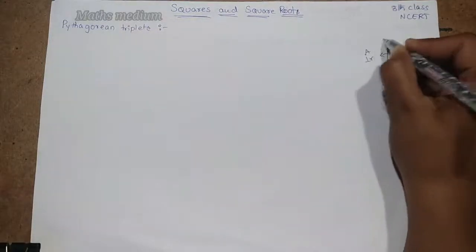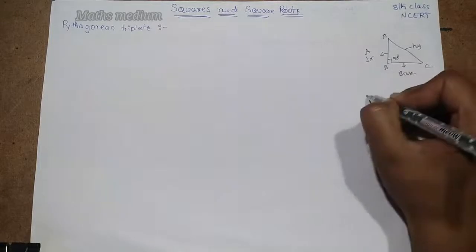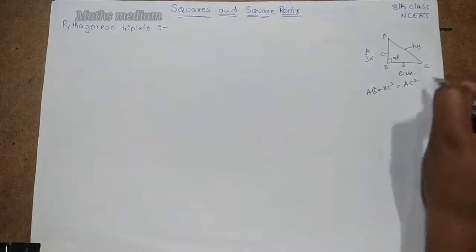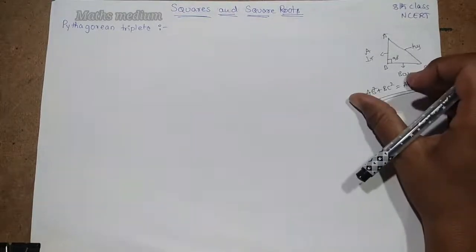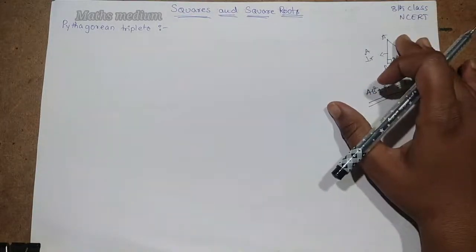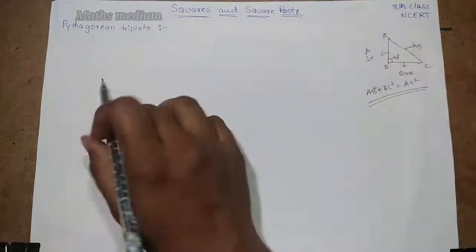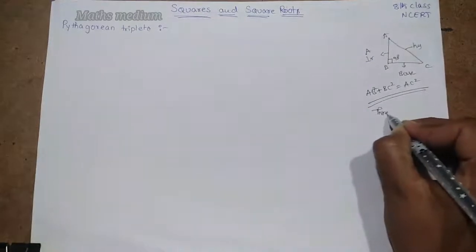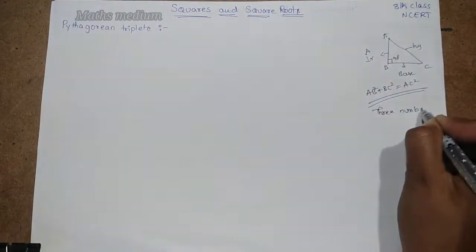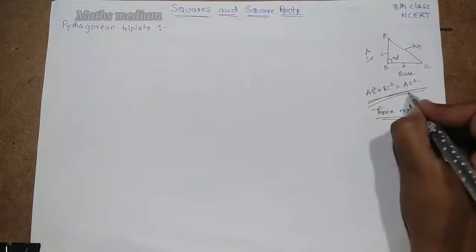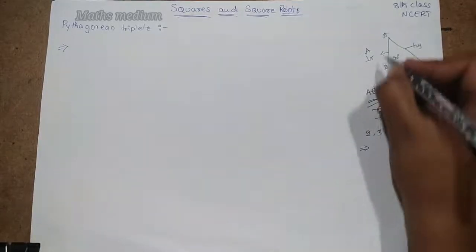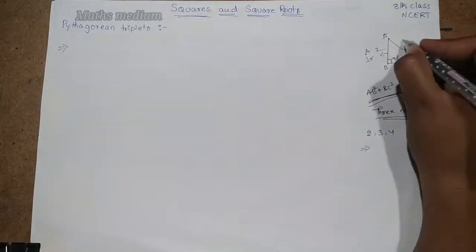In triangle ABC, the sum of AB square plus BC square is equal to AC square. This is the theorem. We learn the proof from the Pythagorean theorem, right? Based on this, we have Pythagorean triplets. It means 3 numbers, and those numbers satisfy this condition. It means if you take 2, 3, 4, apply this. Let this be 2, this be 3 and this be 4.